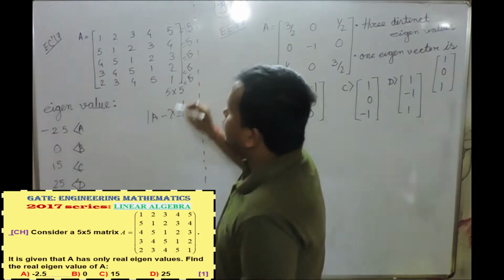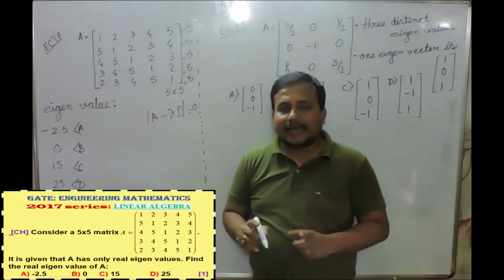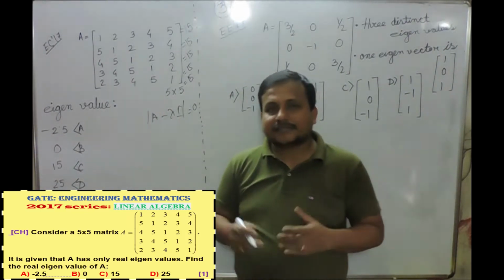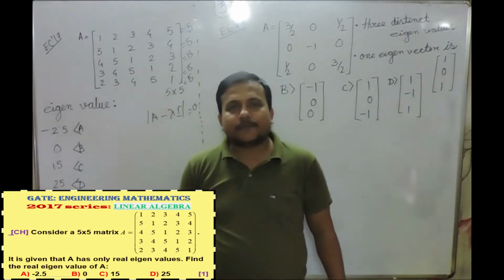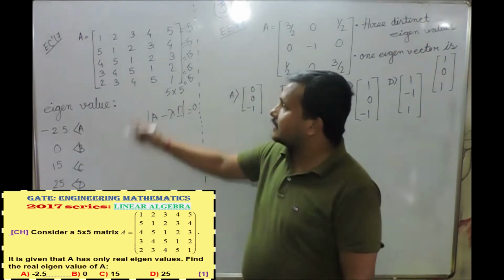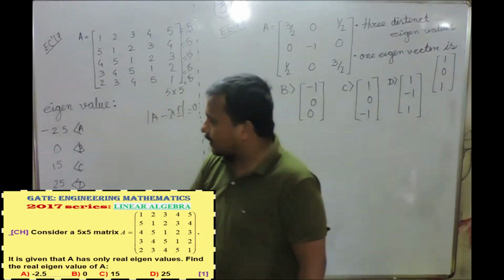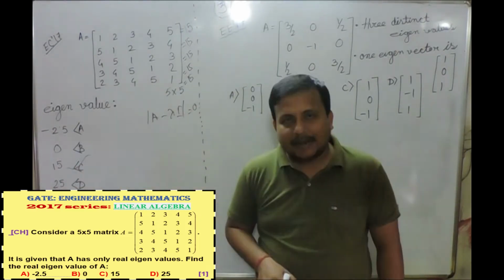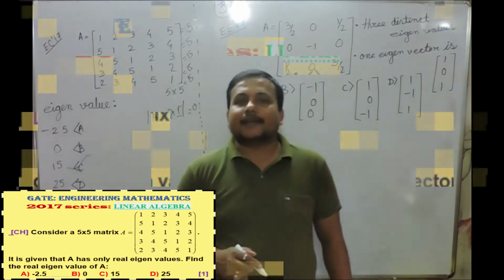You note that since the sum of the elements along any row results in the same value, that value must be an eigenvalue. Therefore, what is an eigenvalue of this matrix? 15 is an eigenvalue of the matrix. Choice A is the correct choice.